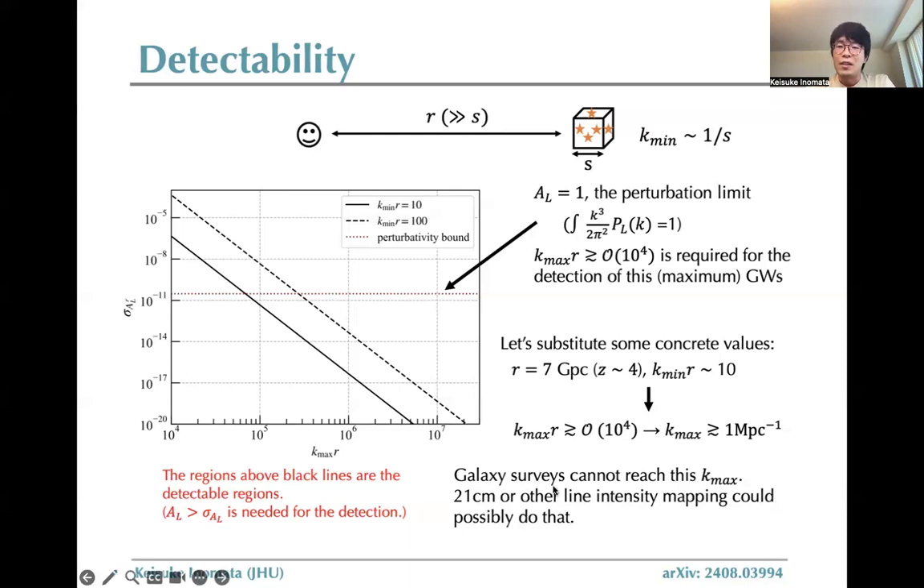Unfortunately, galaxy surveys cannot reach this scale because the typical distance between galaxies is of order megaparsec. However, 21 centimeter or other line intensity mapping could possibly do that in the future.